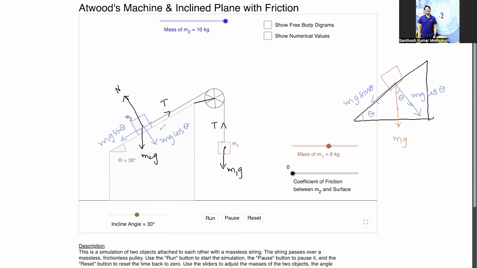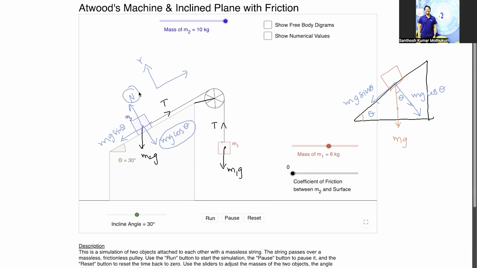The length of the arrow is also important, because the length indicates the magnitude. Normal and mg cos theta will get balanced, so I should draw both of them with equal length, which indicates that both are actually equal. There is no movement along this direction. The block is not jumping up in this direction. It is just sliding over this plane, right? Not along this direction. So whatever forces are acting along this y direction are actually canceling out. That means N is canceling out with mg cos theta.